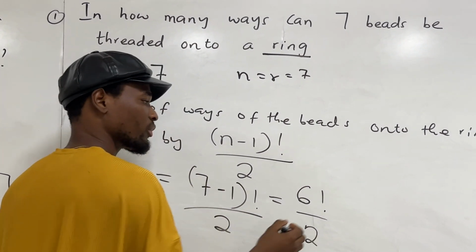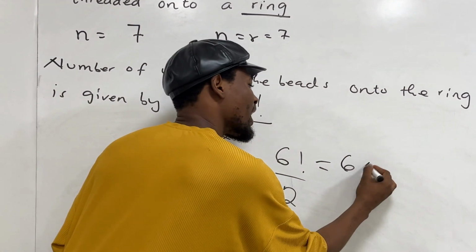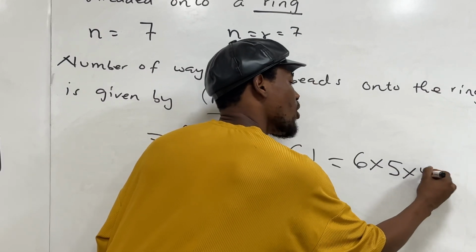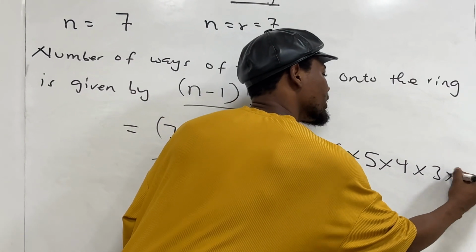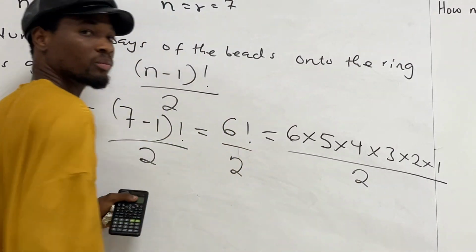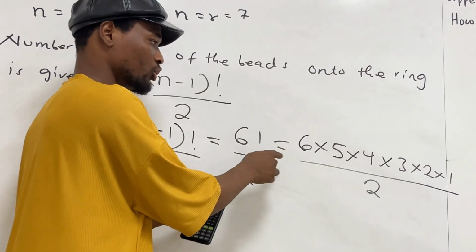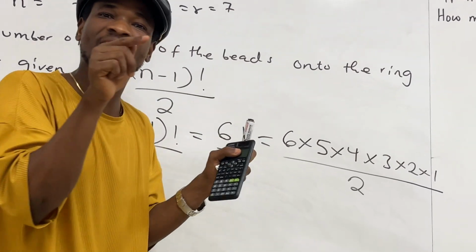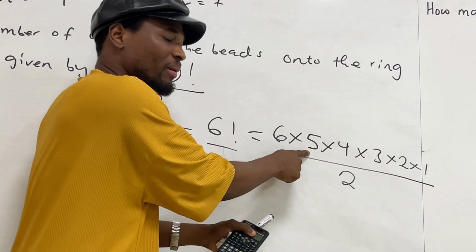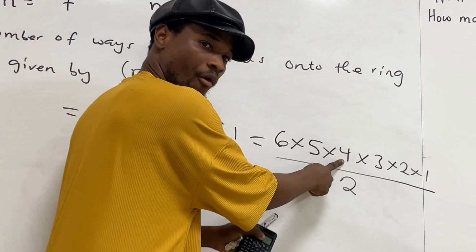You can use a calculator, or 6 factorial means 6 times 5 times 4 times 3 times 2 times 1, all over 2. You said 6 factorial means you start from 6. You have 6 minus 1 is 5, so you multiply by 5. You know that 5 minus 1 is 4, so you multiply by 4.